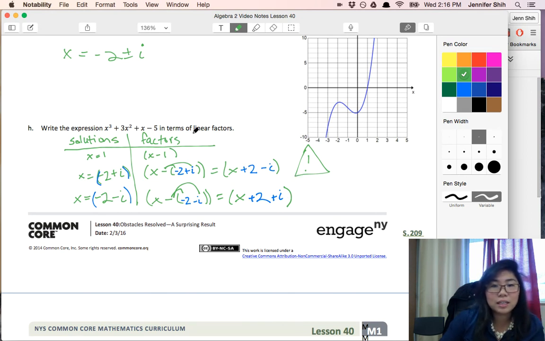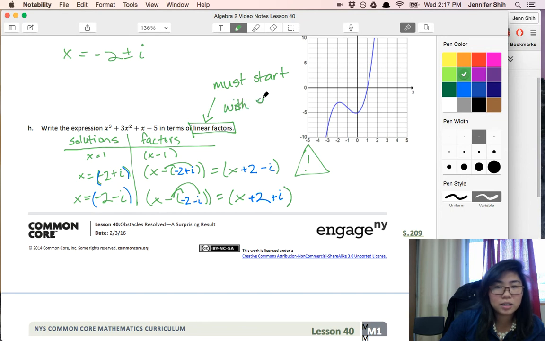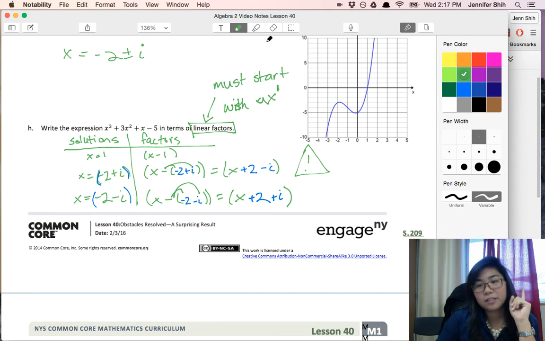So this says linear factors. That means they must start with some constant a. It can be 1, 2, 3, negative 1, negative 2, negative 3. It's got to start with a and x to the first power, because linears are when x's are to the power of 1. So all of these have power of 1. So they are indeed linear factors.